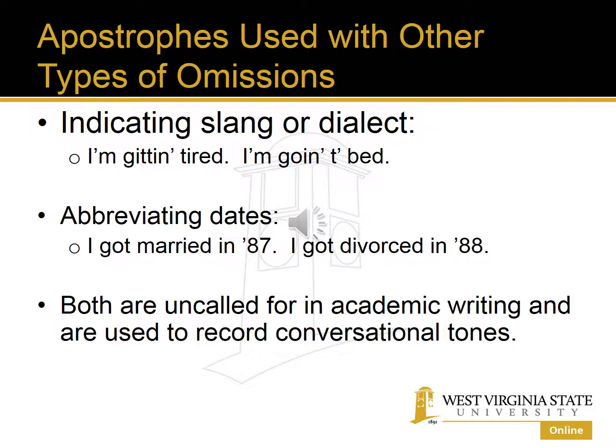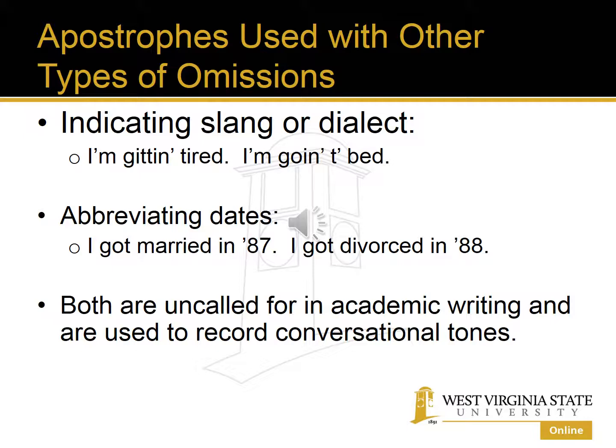Another common usage of the apostrophe to indicate omission is when we're abbreviating dates. For example, I got married in '87. This, of course, the date really means 1987, but people often informally will indicate the year by an apostrophe before the date, indicating again the omission of the century. So I got married in '87 instead of I got married in 1987, or I got divorced in '88 instead of saying I got divorced in 1988.